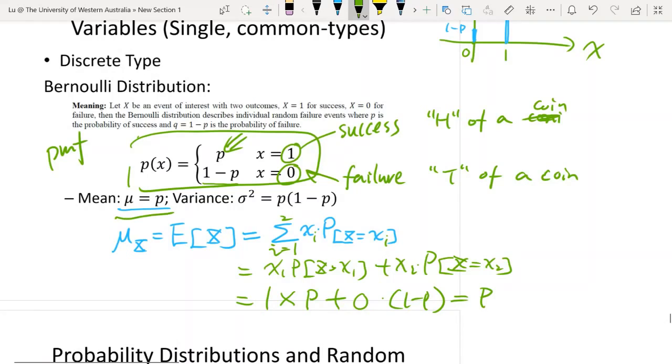For the variance, I don't want to do the calculation again, so it should be very easy. You may try it out by yourself.